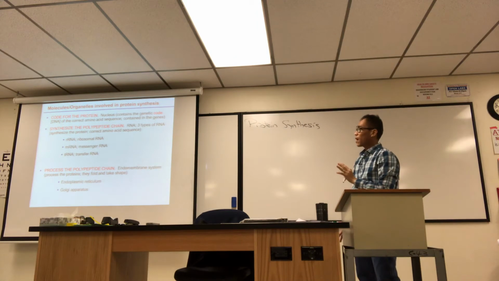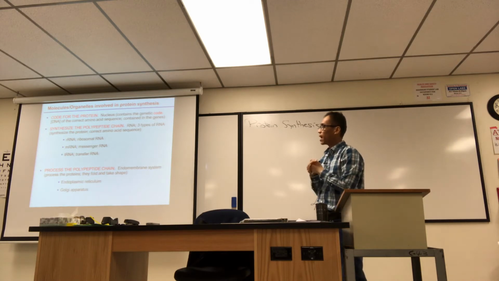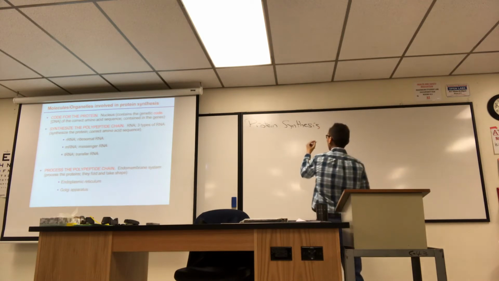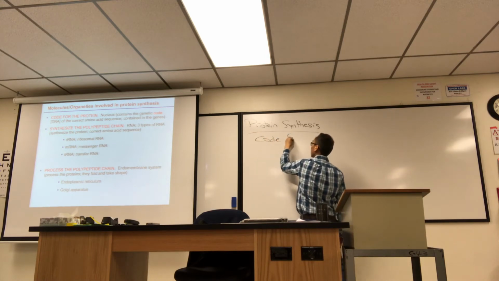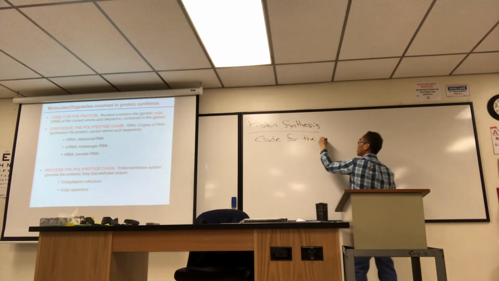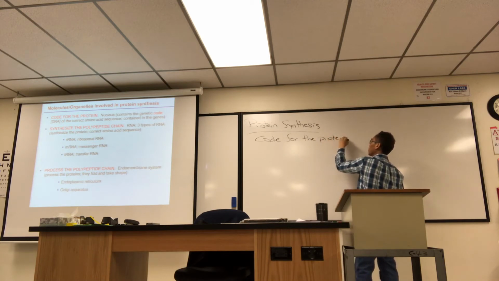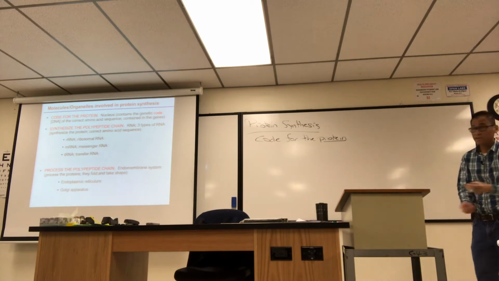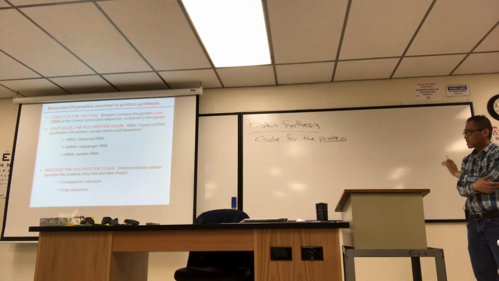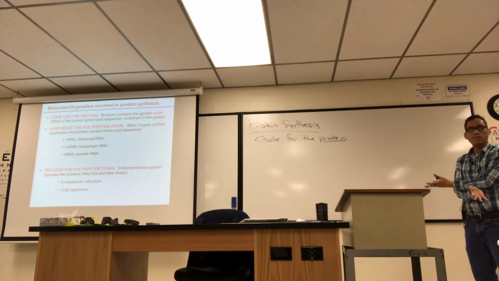First thing, you have to code for the protein, which is in the nucleus, which contains the genetic code, the DNA. You need that correct amino acid sequence, and it's contained in the genes. That's the first thing. Where is the code for the protein? Whatever protein you're trying to make. Maybe it's the sodium potassium ATPase. I don't know. It could be anything. But the cell is supposed to make it. Maybe it's supposed to make hemoglobin.